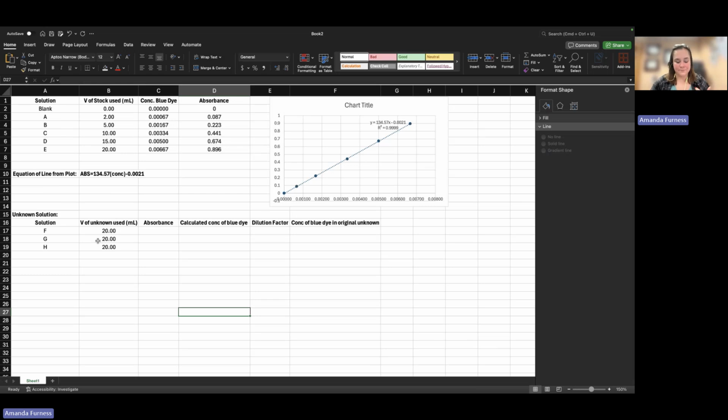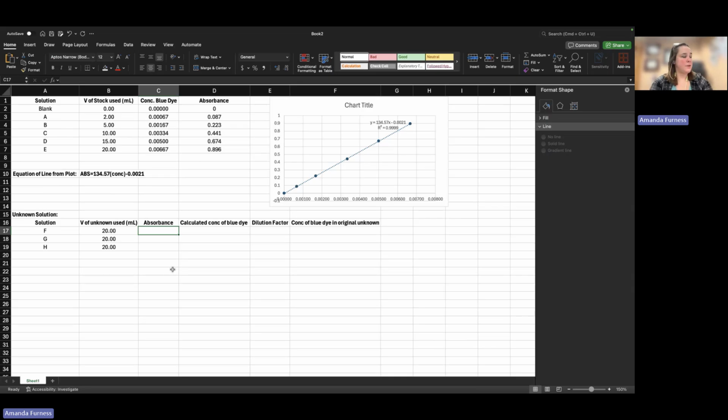So if we think, right, M1 V1 equals M2 V2, this time we're going to be able to do some math to figure out what M1 is. We know what our 2 volumes are, and then we're going to be back calculating to figure out what the original stock concentration was in that sample vial. All right, so my absorbance values for my unknown. So again, these would be the unknown.